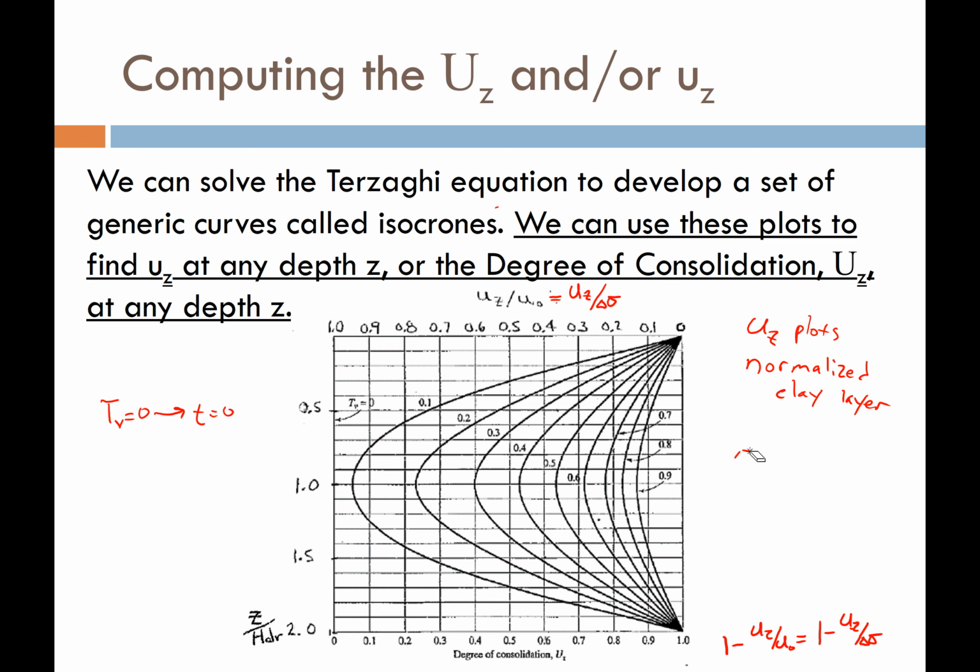So this is how we can use Terzaghi's equation in a very easy and graphical manner to get, again, little u sub z, big U sub z. But you may be wondering, well, wait a minute. I don't see anything that has to do with U average.